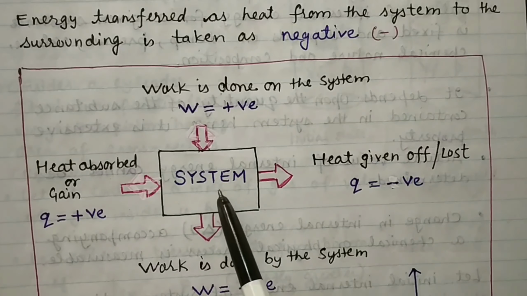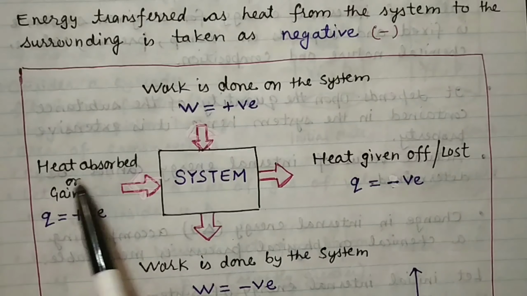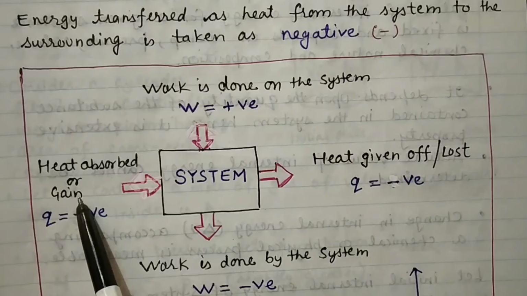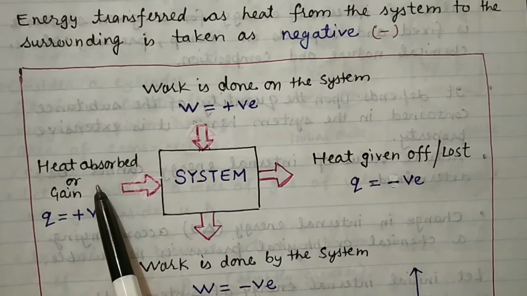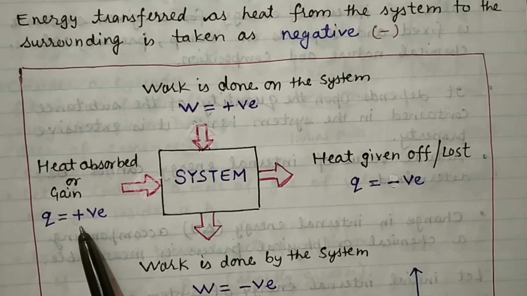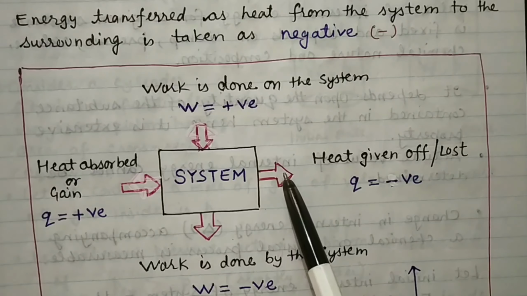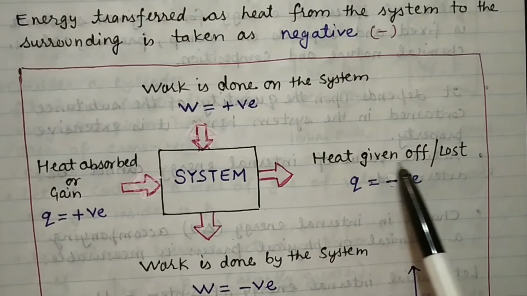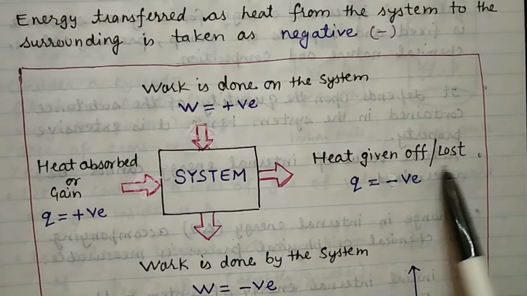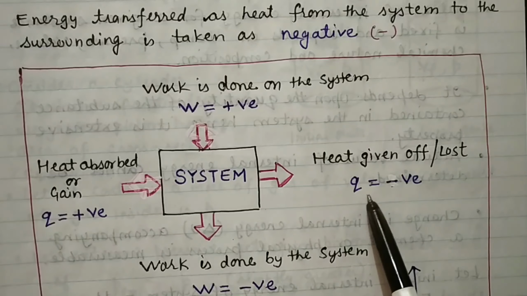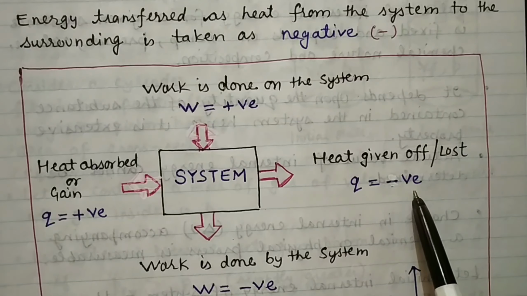Here we have considered a system. Now if heat is absorbed or gained by the system from the surroundings, then the value of Q will be positive. Q is the heat. And if the system releases heat, or heat is lost by the system to the surroundings, then the value of Q will be negative.